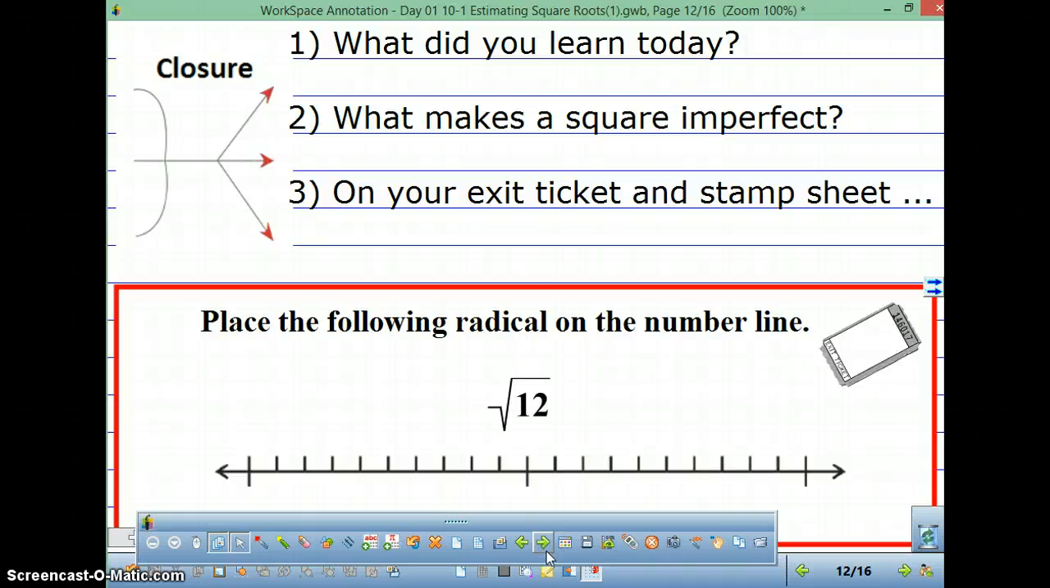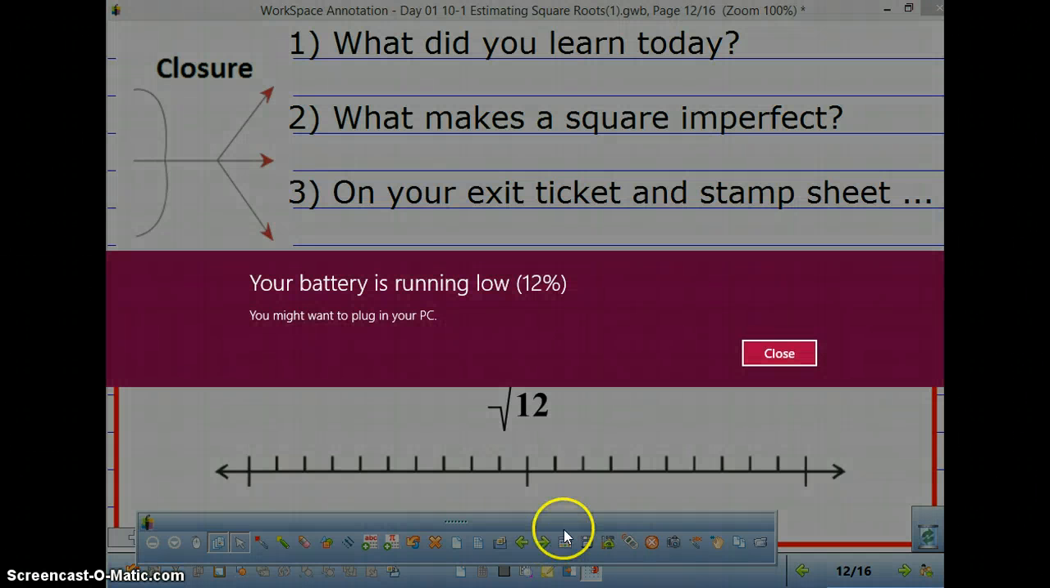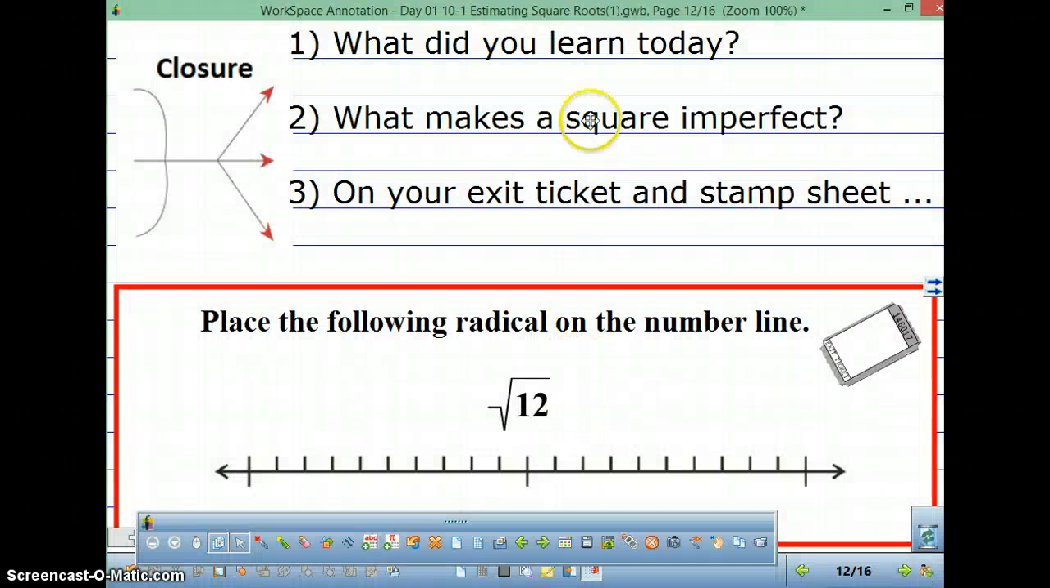All right, what did you learn today? You learned about imperfect squares. What makes a square imperfect? Well, the square root of it is not an integer. Okay? Good luck with this.